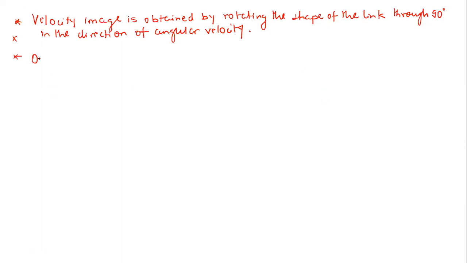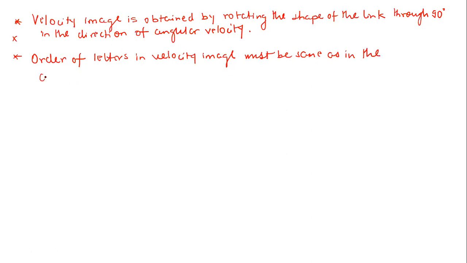Now, the other point which you have to note is the order of letters. If you are going to rotate, you have to keep in mind that the order of letters in the velocity image must be the same as in the configuration diagram, or you can simply say the position diagram, nothing else, right? So the order of letters must be the same. While rotating, you have to keep this in mind, otherwise you will lose the entire picture.